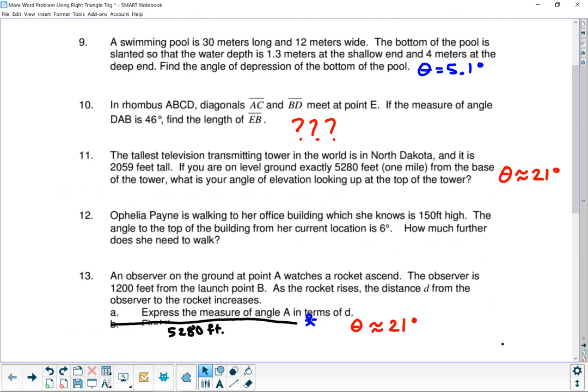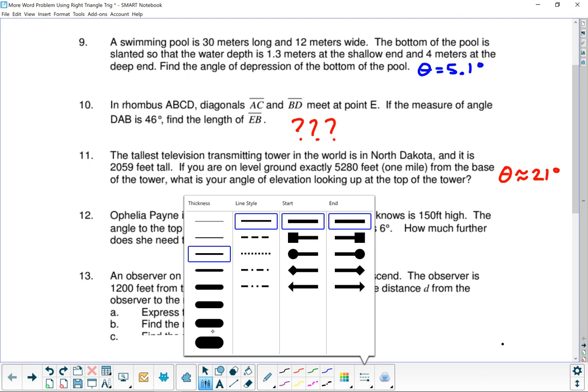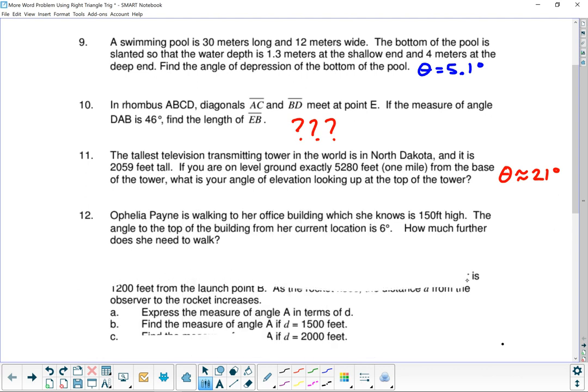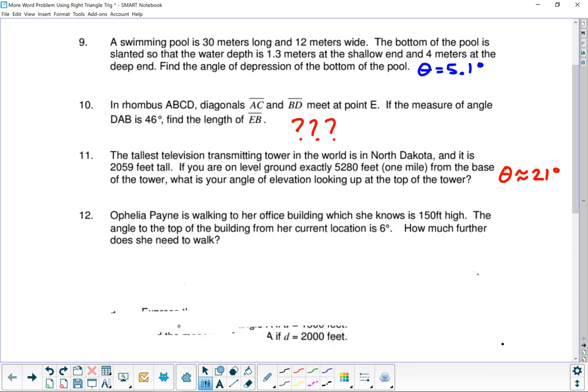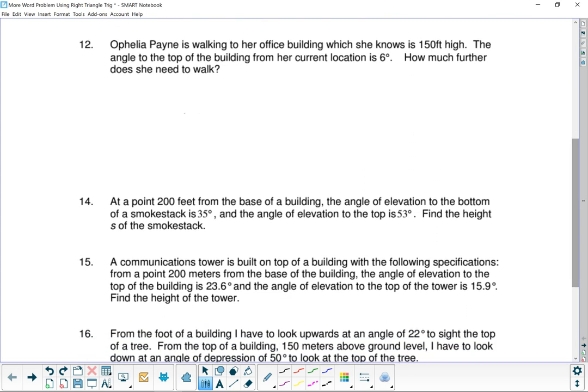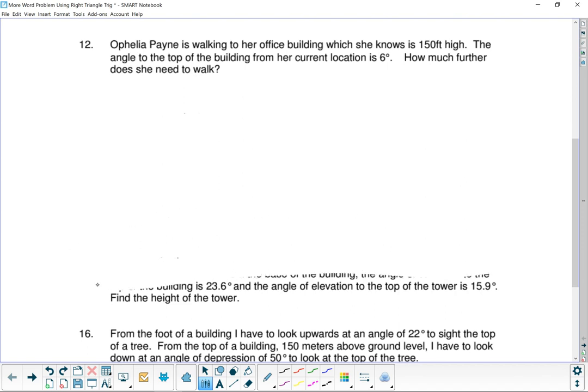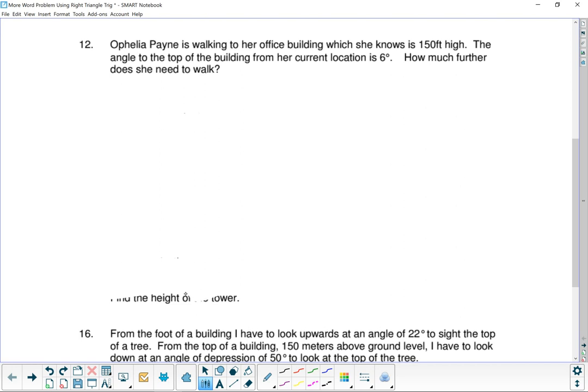Okay, number 12. Ophelia Payne is walking to her office building, which she knows is 150 feet high. The angle to the top of the building from her current location is 6 degrees. How much further does she need to walk? Oh, this is a good problem. This is actually something that's not typical.